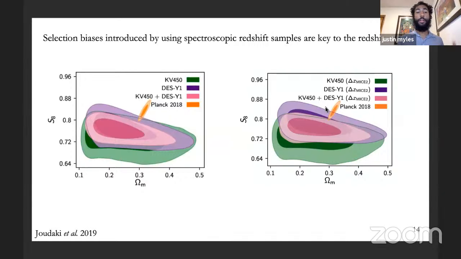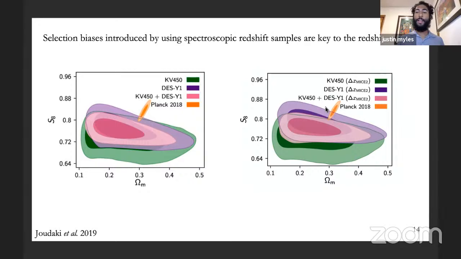And I want to just talk a little bit more about the challenge of selection biases. So spectroscopic redshift samples do introduce selection biases, and these can be key to the redshift debate. On the left-hand side, you're seeing the plot that I previously showed, which shows this increased tension of Planck based on a different redshift distribution analysis. And on the right, you're seeing from the same publication some attempt at addressing the problem introduced by using spectroscopic redshift samples.